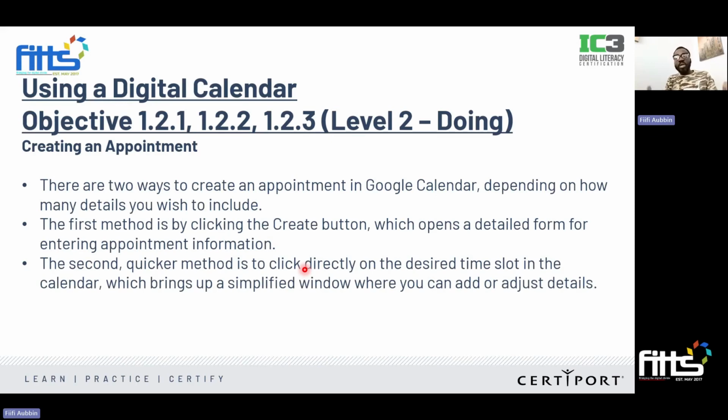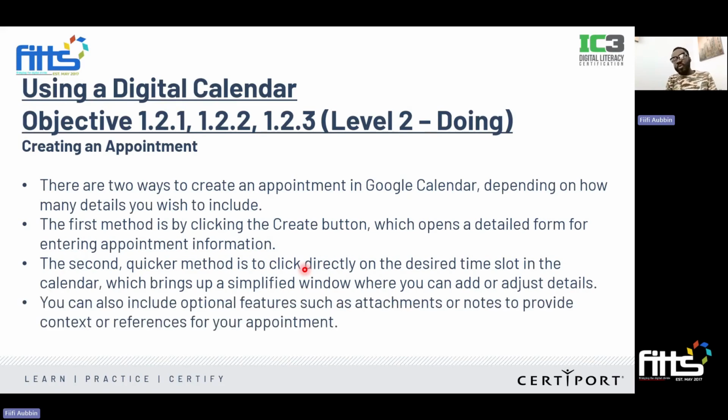And the second, quicker method is to click directly on the desired time slot in the calendar, which brings up a simplified window where you can add or adjust all the details. And you can also include optional features such as attachment or note to provide context or references for your appointment. So that's exactly what we're going to do. So I'm heading over to my second screen. I will share my screen, then see how best we can do this.